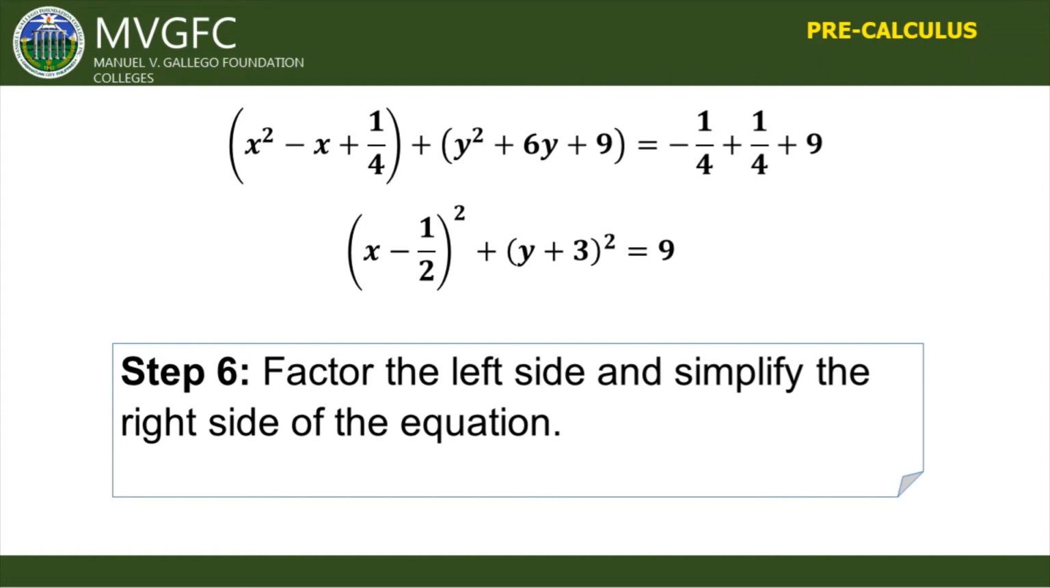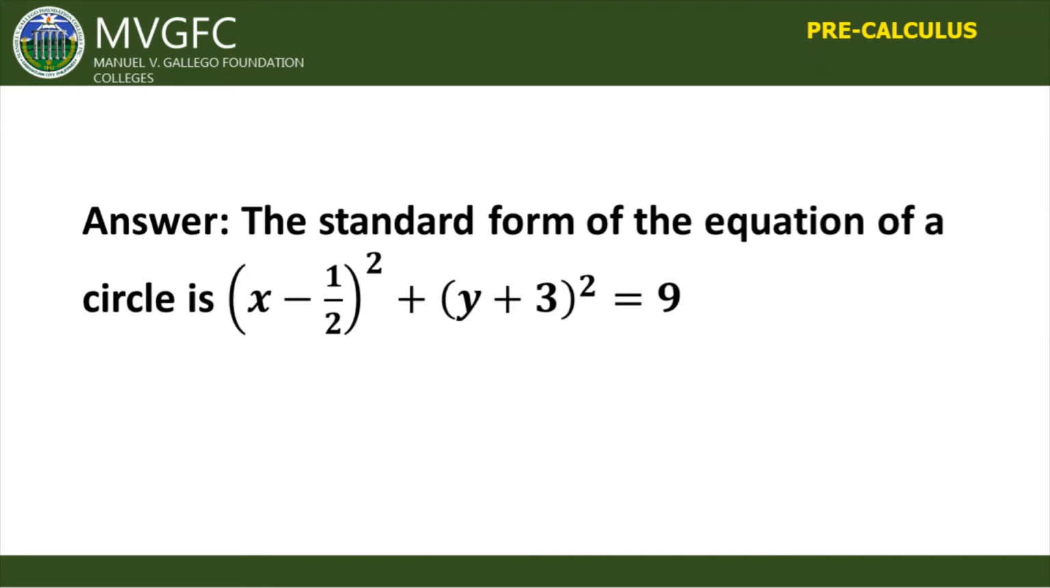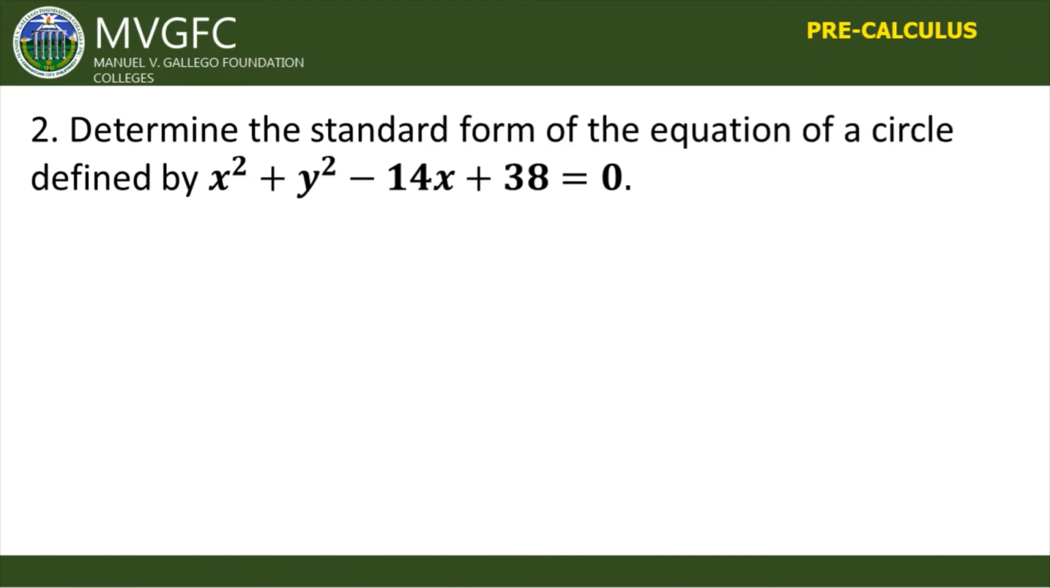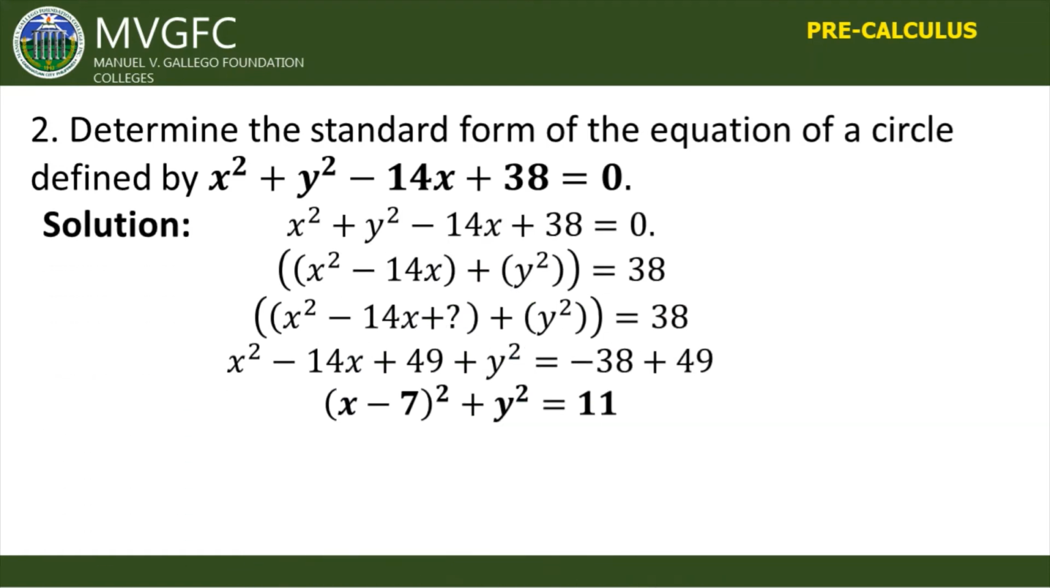of a circle. You have the x, you have the h, you have the y, you have the k, and you have the r. So again, the standard form of the equation of the circle is quantity x minus 1/2 quantity squared plus y plus 3 quantity squared is equal to 9. For the next example, we need to determine the standard form of the equation of a circle defined by x squared plus y squared minus 14x plus 38 is equal to 0.